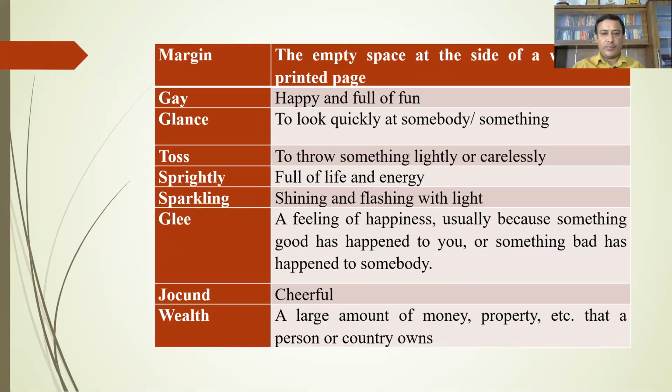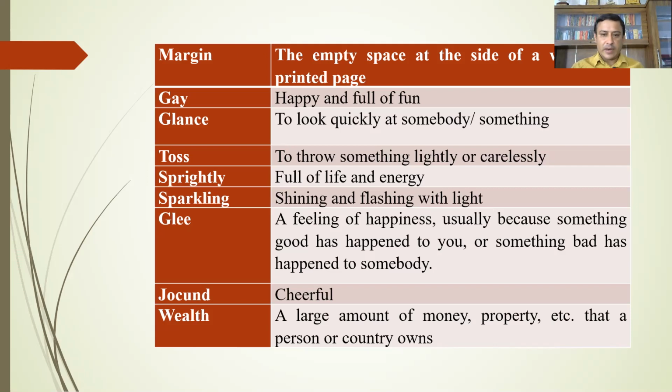Glee, happy. See, these are the key words which would help us to understand the theme of the poem. Gay, glance, sprightly, sparkling, bright, floating, wondering. These words, they don't come alone, they come with their images associated with them. Jocund is cheerful, he is in a jocund, jovial mood today.